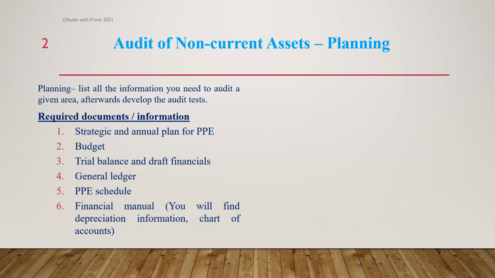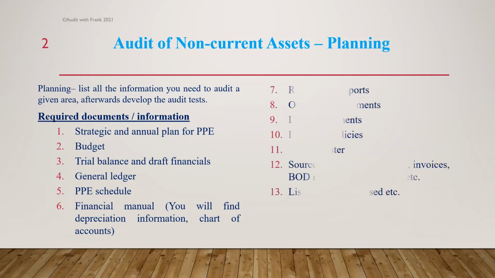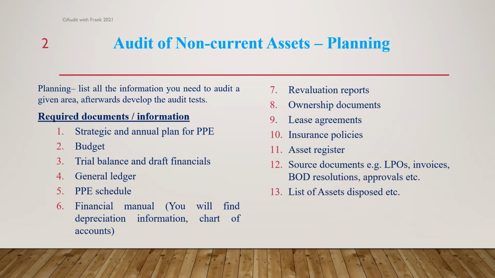You need the financial manual, of course. It has a lot of information about what should be done with property, plant, and equipment regarding the depreciation rates and other information. You need the revaluation reports in case assets were revalued. That is, IAS 16 allows us to revalue assets. So in case there is a valuation during the year, you need the valuation reports. The client must give you those reports. You need the ownership documents. If it's land, you need land titles. If it's a vehicle, you need the logbook that's showing that the auditee actually owns the assets.